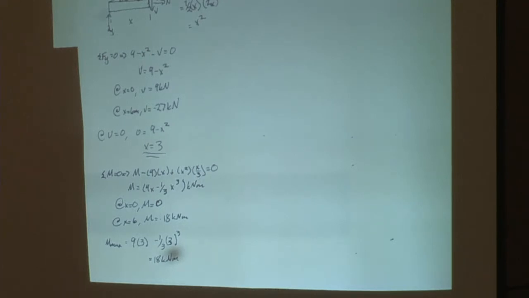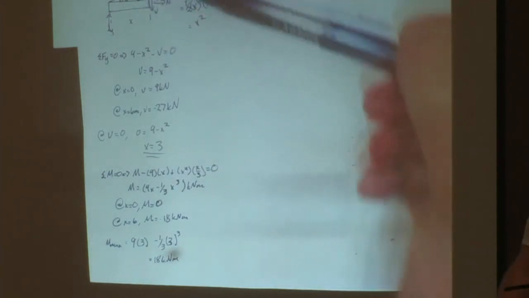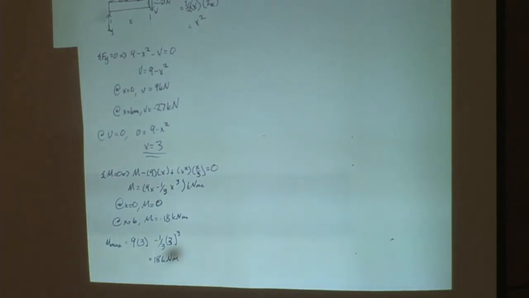Why did you do x over 3? I'm sorry? Why did you do x over 3? Down here. No, up in the first, like when you roll forward. 1/3. From right. Yeah.